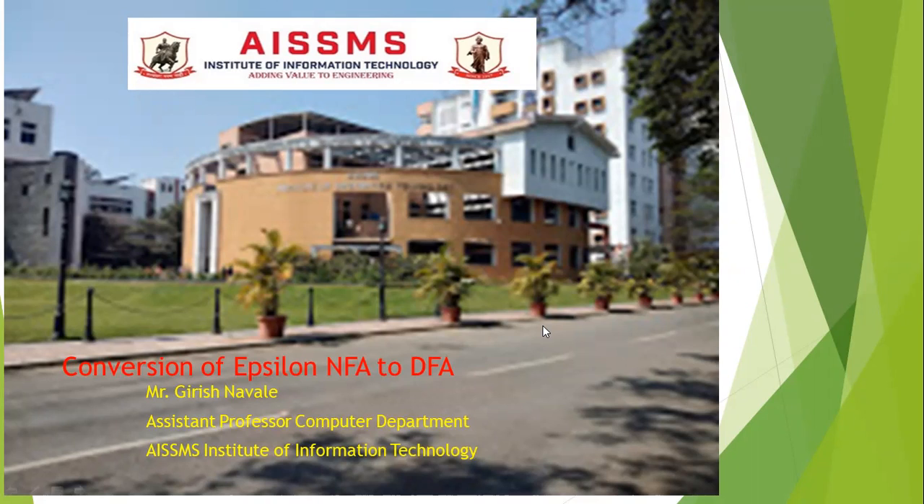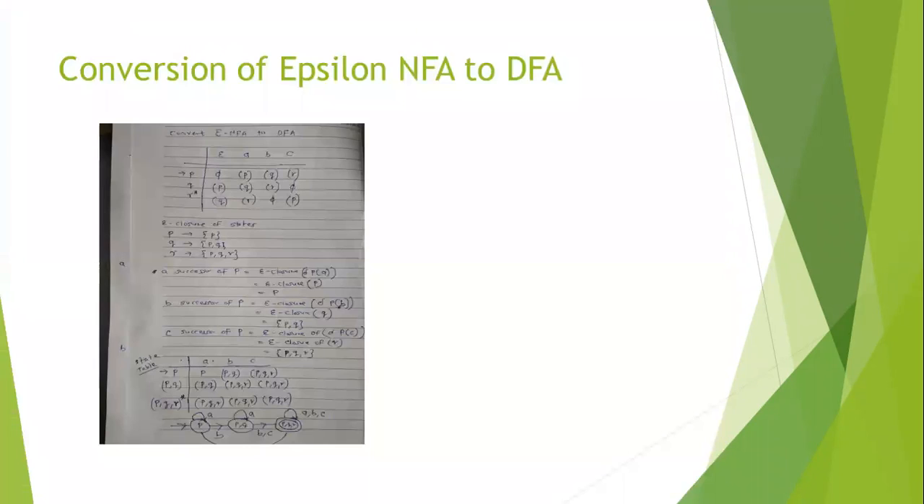Today I'm going to explain conversion of Epsilon NFA to DFA. So we'll see how to convert Epsilon NFA into DFA. Basically, you know that Epsilon NFA is what? Epsilon means no input is associated. No input is associated for the traversing of state.